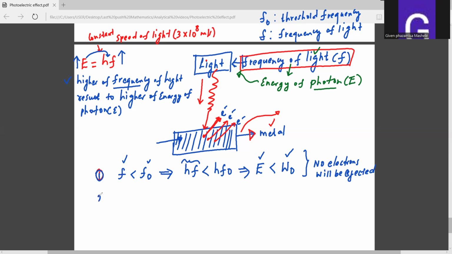But secondly, if the frequency of light is exactly the same as cutoff, I want you guys to listen to me.